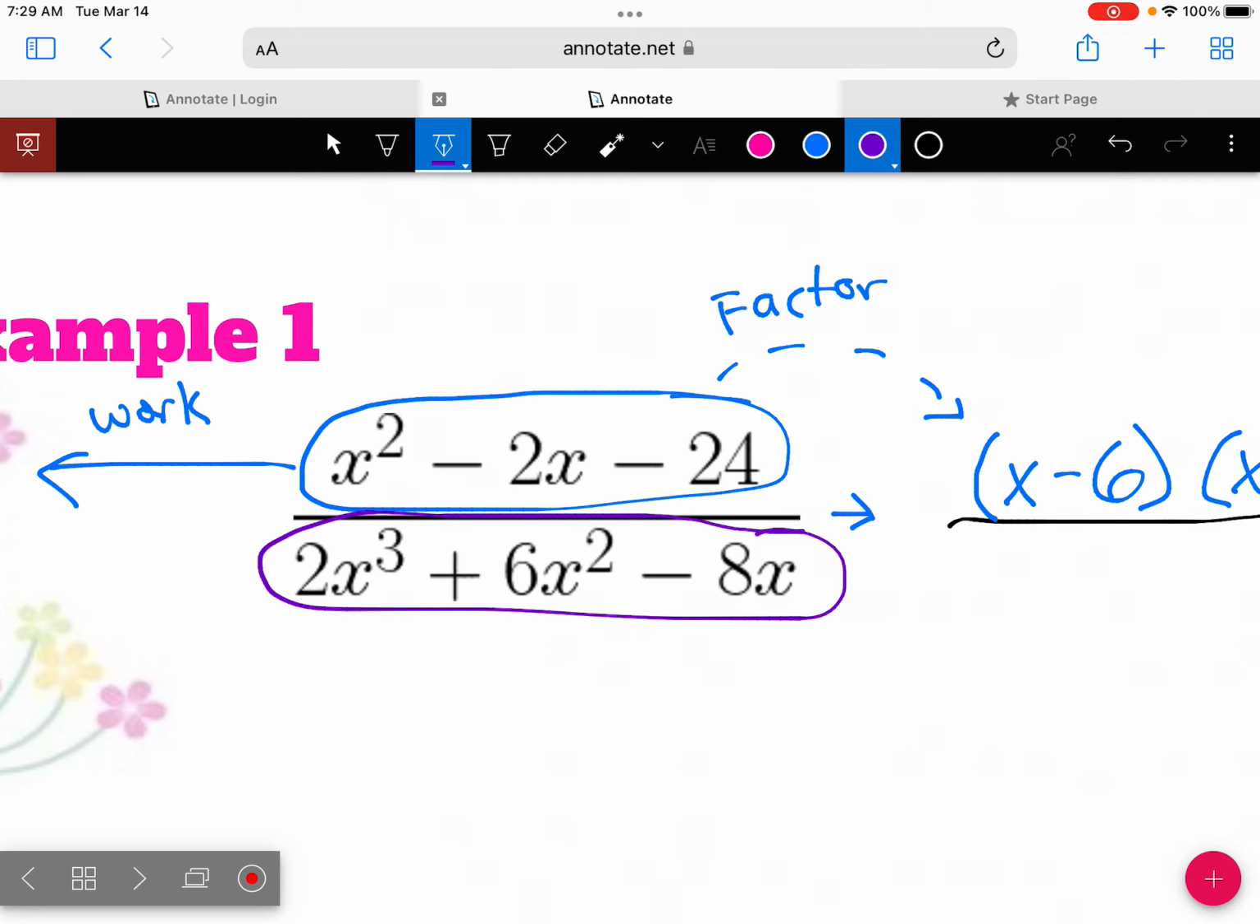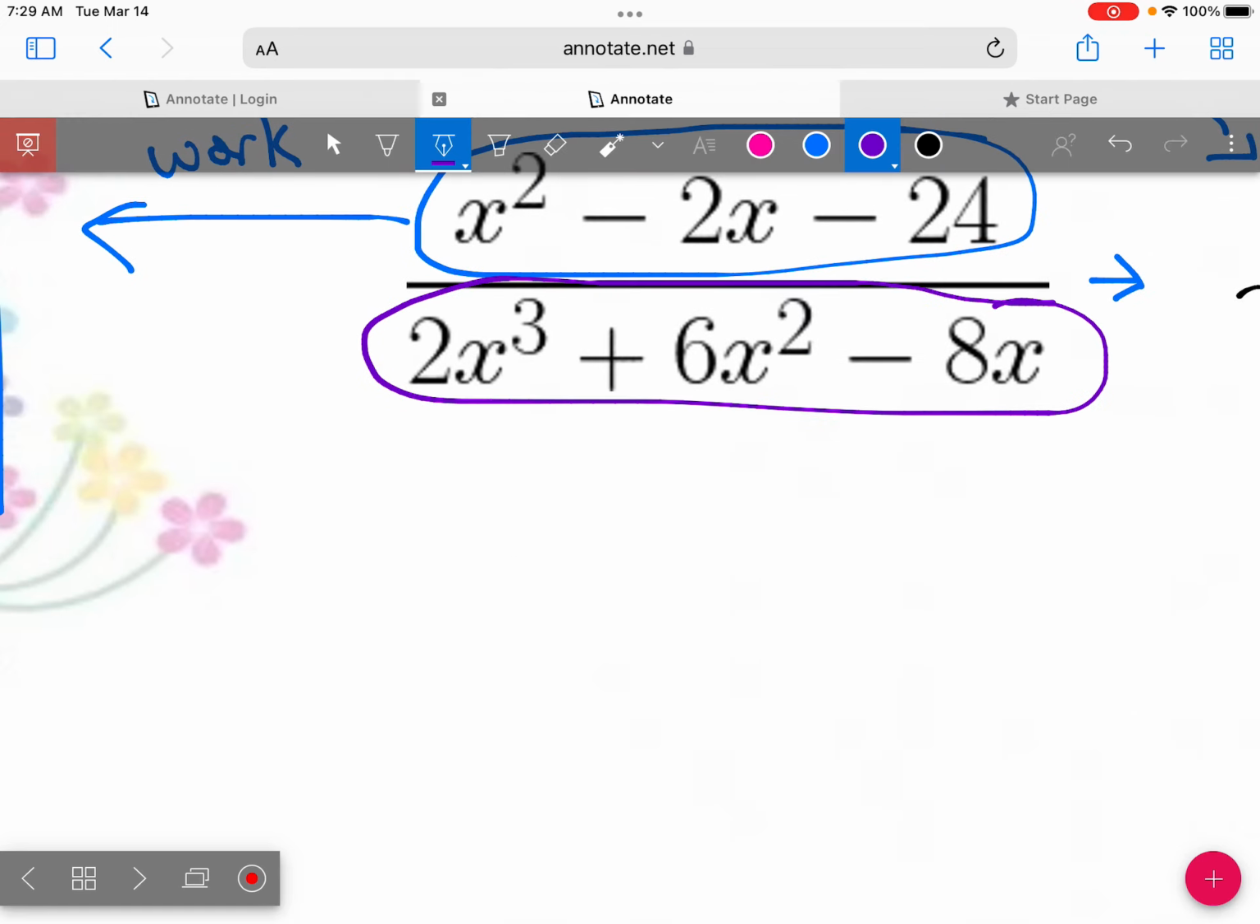So, we're going to look at this. And first things first, I definitely have an A value. So we're going to see, is there a GCF here? Is there a greatest common factor? Is there something I can take out of all three pieces? 2. Is there anything else I can take out of all three pieces? I can take an x out. So we're going to factor out a 2x.